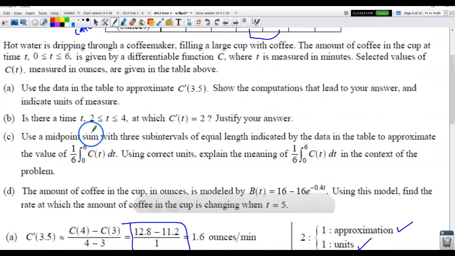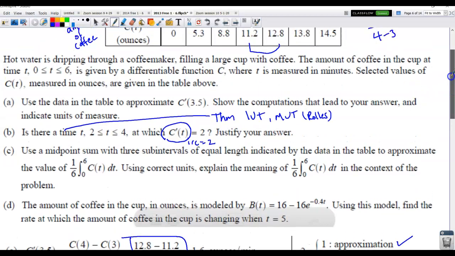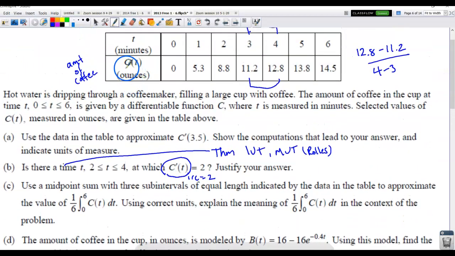In letter B, is there a time? So we know that we've now launched into a theorem. The question is, they don't say absolute maximum, so we know it's not EVT. So the question is it IVT or MVT, which possibly we know that Rolle's is a special case of the MVT. So I'm looking here at C prime and instant rate equaling 2, and then I need to go back up to my table to make sure. So yes, in this table, this is C of t.